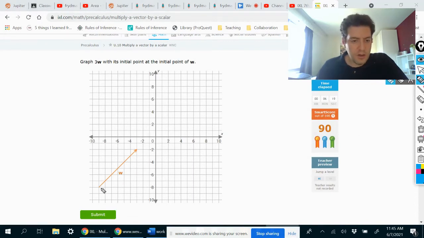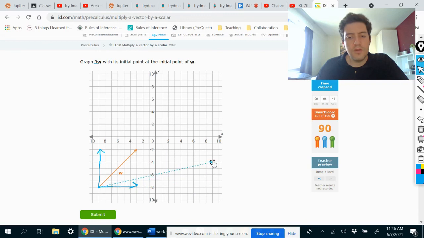So the horizontal component here is 6. The vertical component is 6 also. So if we're multiplying it by 3, then we need 18. So both components would be 18. So we count up 18 horizontally and 18 vertically. Okay, and you can see that this vector is 3 times longer than this one.